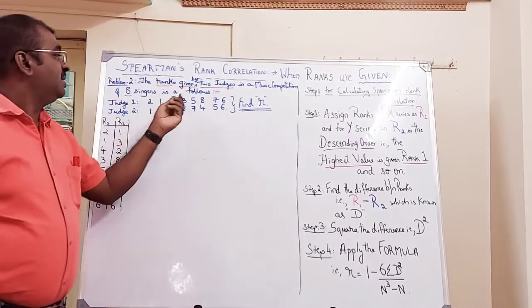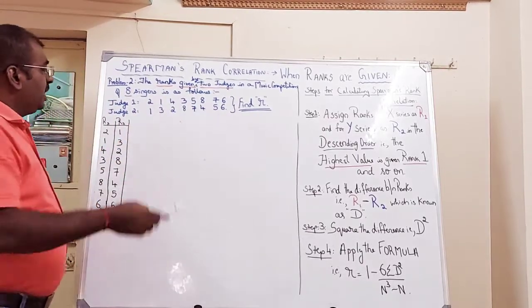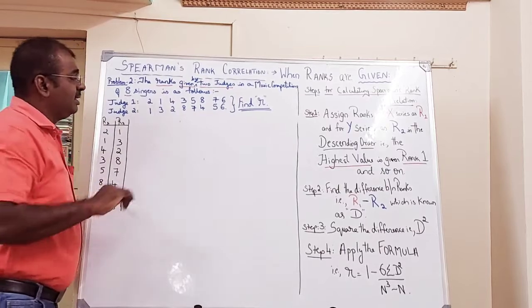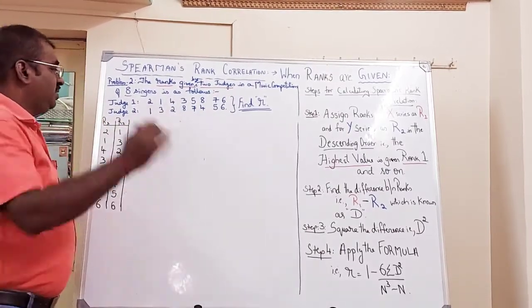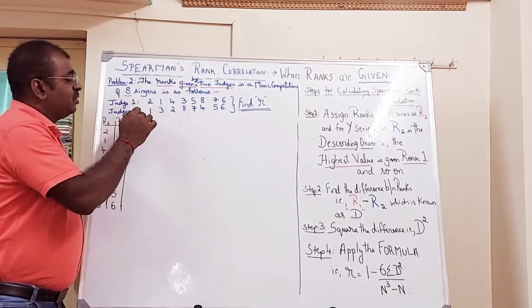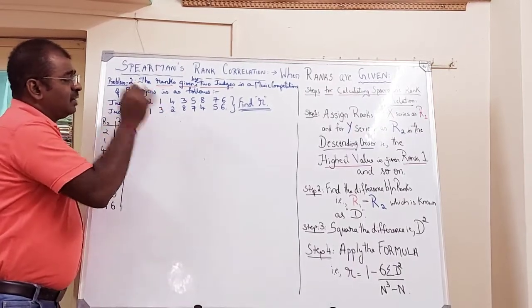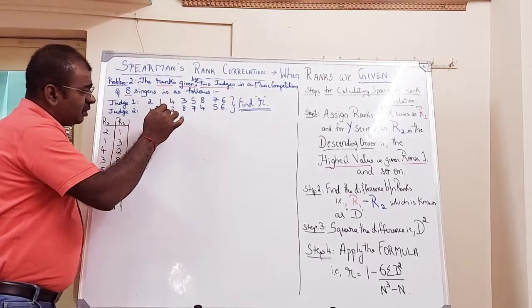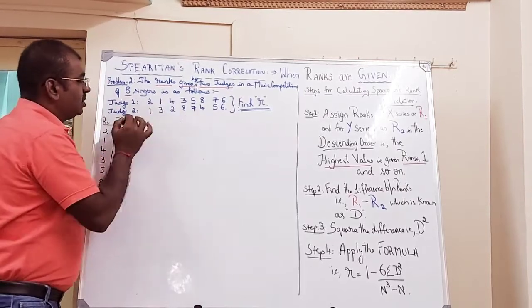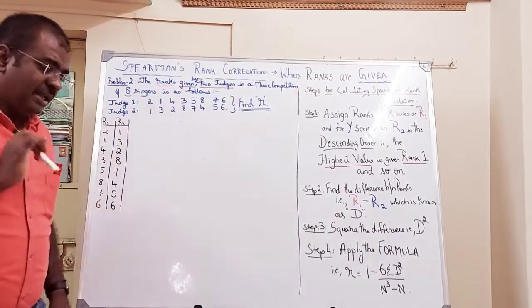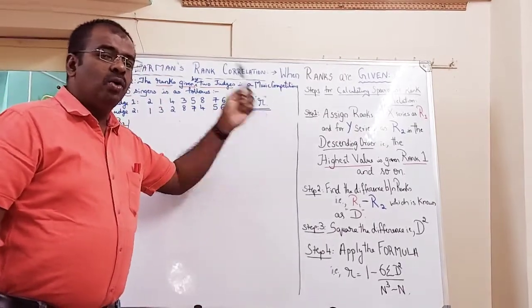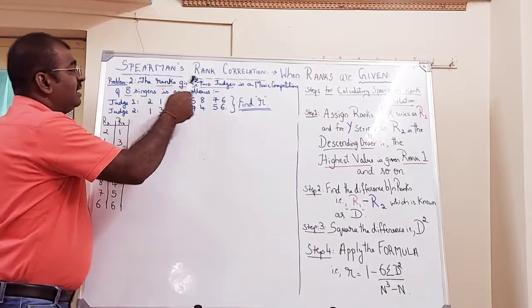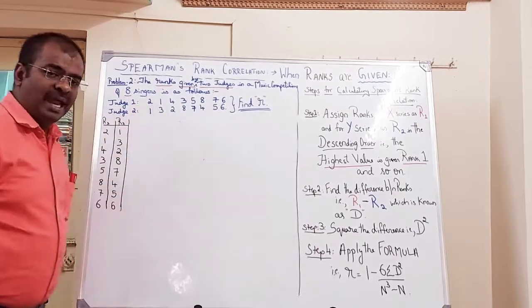8 singers, as follows. Judge 1 has ranked those 8 singers in the order of 2, 1, 4, 3, 5, 8, 7, 6. Whereas Judge 2 feels the first candidate should get rank 1, the second candidate should get rank 3, the third candidate should get rank 2, and accordingly Judge 2 has given his ranking. Now we have to find the correlation of ranks given by these 2 judges.